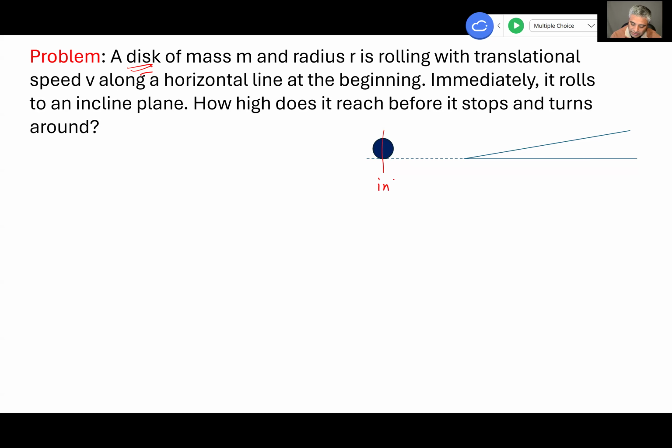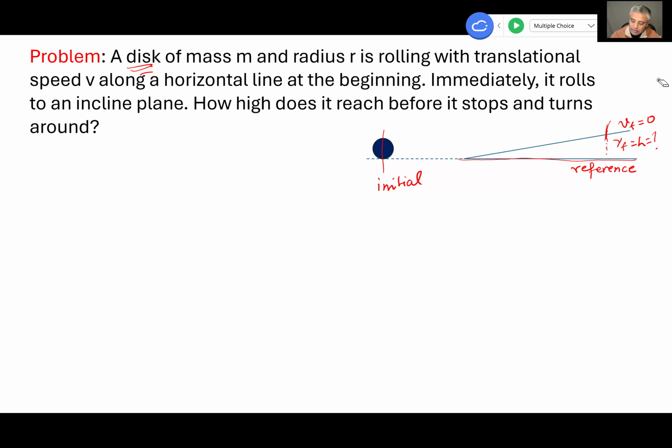So this is the initial. So how high does it reach? So we want to know, let's say if this is a reference, let's say it reaches somewhere before it starts turning around. So that's the maximum height it's going to be. So YF is H. That's what we want. Okay. So at that point, VF is going to be 0.